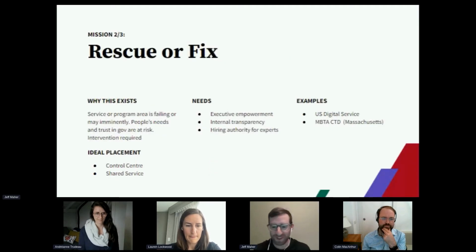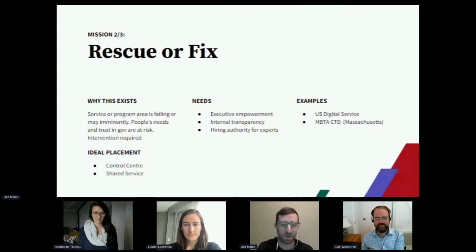So rescue or fix is the next mission. This kind of mission is the one that gets overly glorified in a lot of the news, but is super important no less. There are many places in government where a service or program is not serving the people it should be helping. Sometimes this happens via a sudden failure like the US's healthcare.gov or Canada's Phoenix payroll system, but more often it's a slow, sustained failure like the disability claims backlog at the US Department of Veterans Affairs.